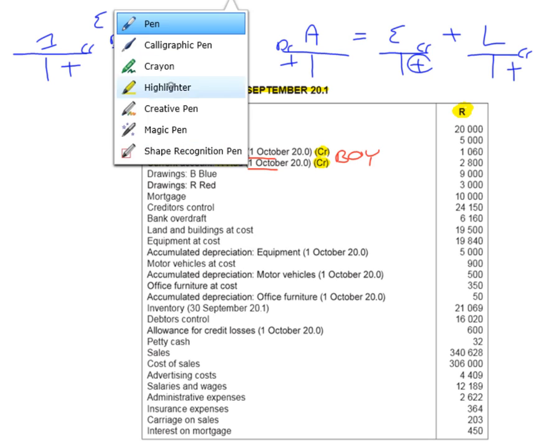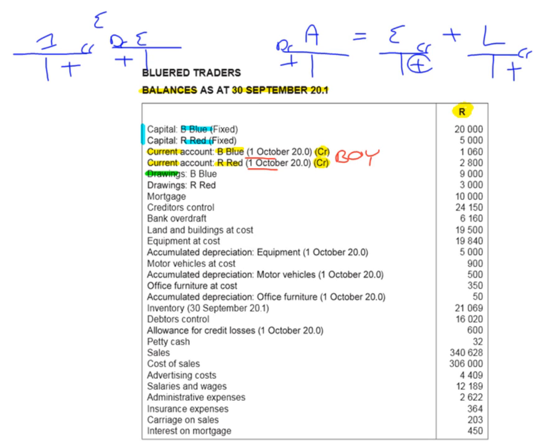We then deal with drawings. Drawings for blue and red. Remember, these are going to have to be closed out to the current account at the end of the year. This is where we've kept track of actual monies or assets or expenses from the partnership that are taken out by the partners. We then go through and we deal with the individual accounts. Mortgage is a liability. Creditors control, a liability. Bank overdraft, a liability. Remember, liabilities here all have credit balances.